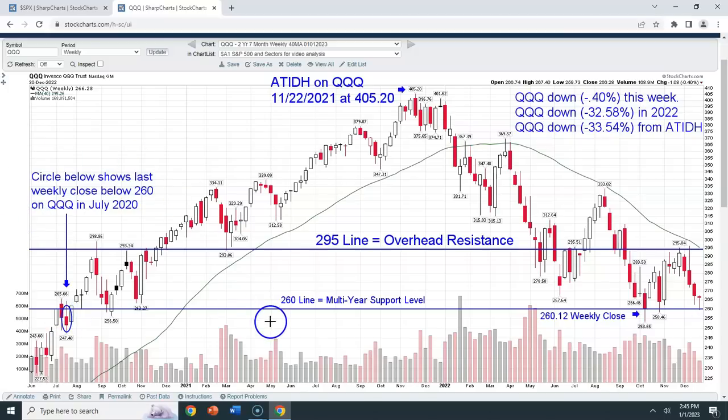All right, so on a weekly basis, we haven't had a weekly close on the triple Qs below 260 since July of 2020. So that makes that a very, very important level. And you can see how we come down and just kind of kiss this area, maybe trade below it intra-week. But look at this. We have not had a weekly close since July of 2020 below that 260 level.